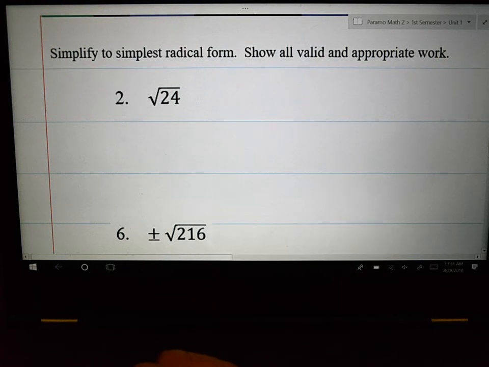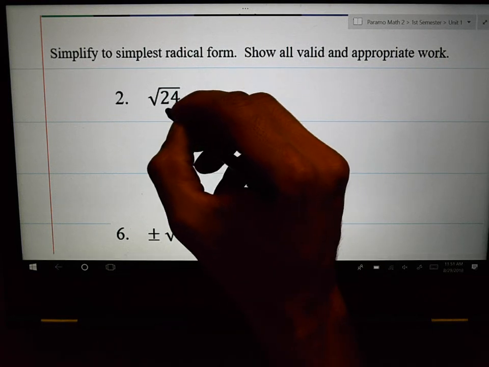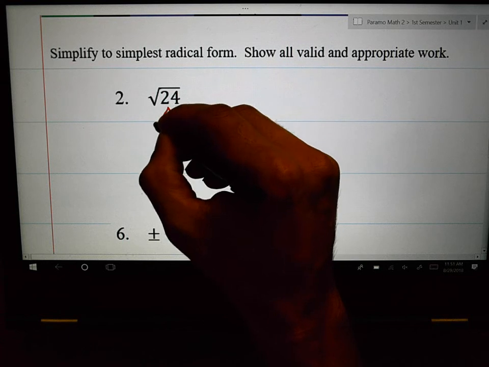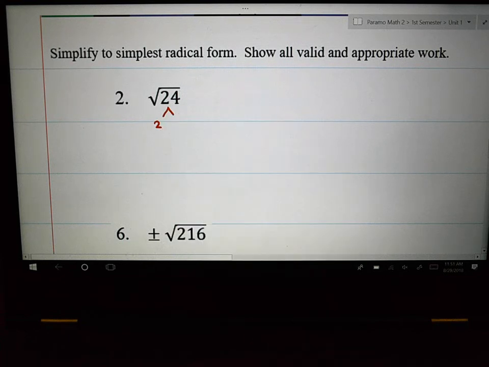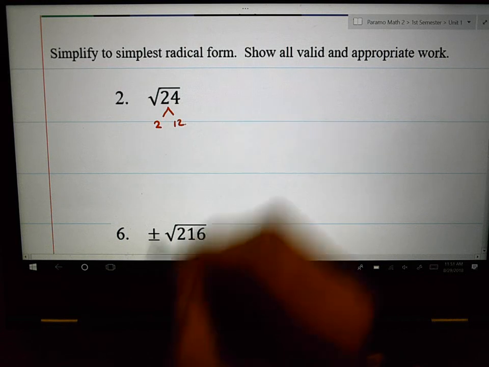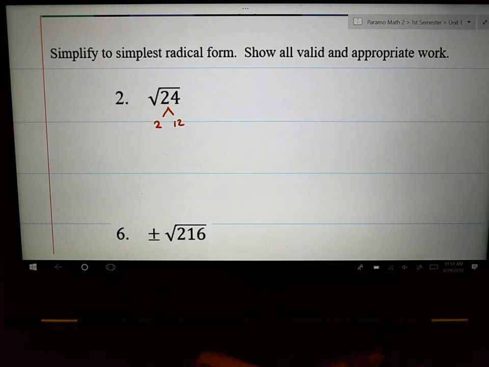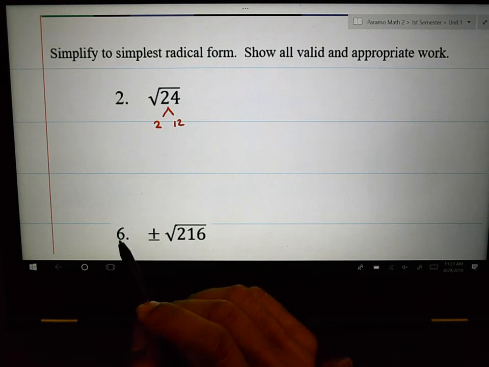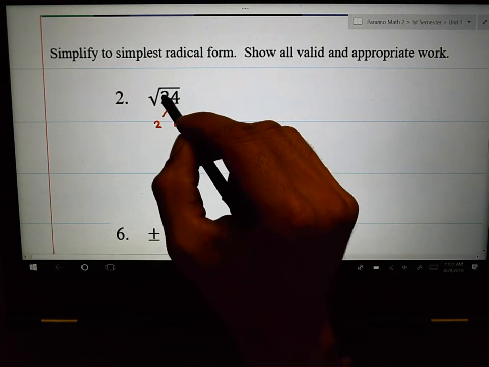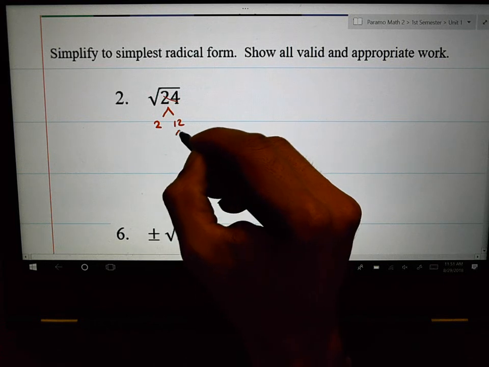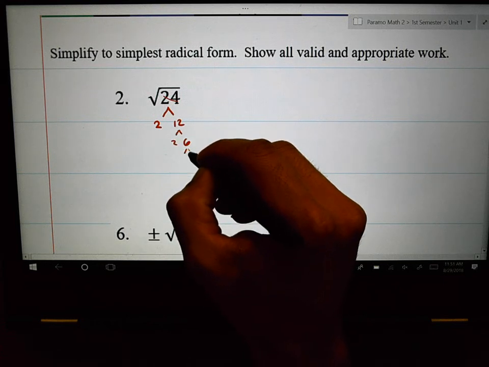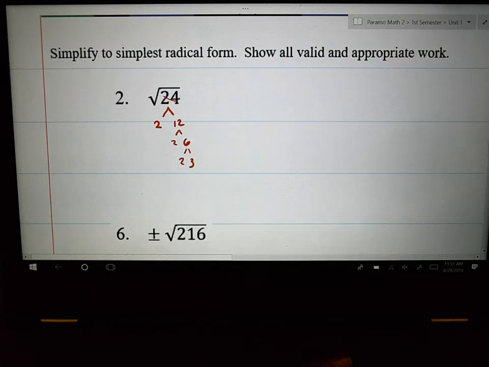Number 2 says the square root of 24. You are going to first begin by breaking it apart into 2 numbers, and it doesn't matter which 2 numbers you pick. You can say 2 and 12. You can say 3 and 8. You can say 4 and 6. But whatever you do, once you start breaking down the 24, don't forget to continue to break down any number until you're left with all the prime numbers.